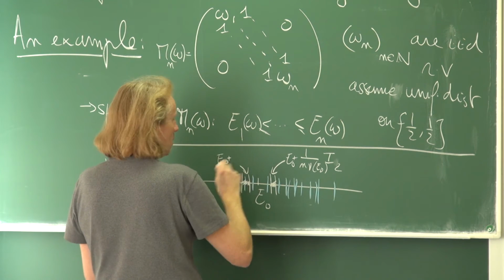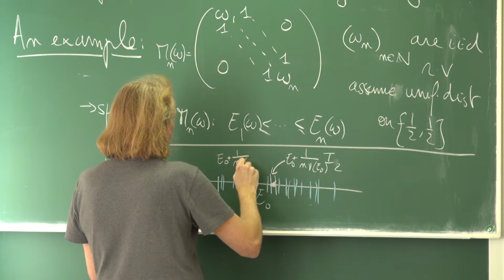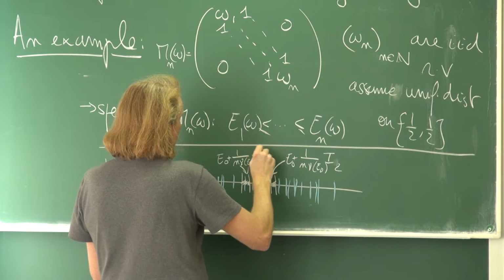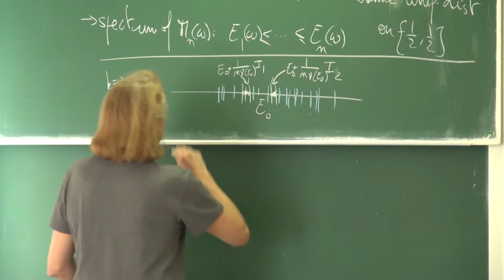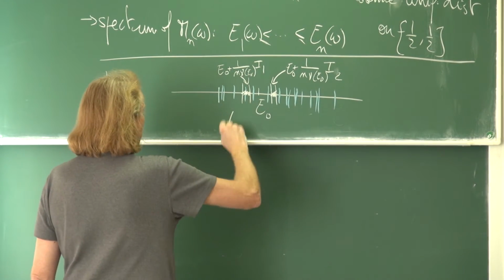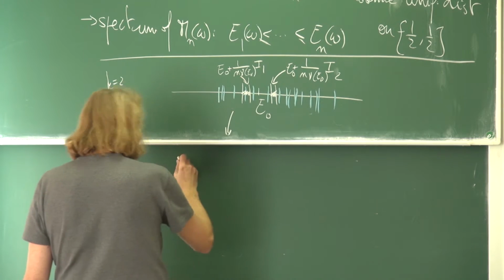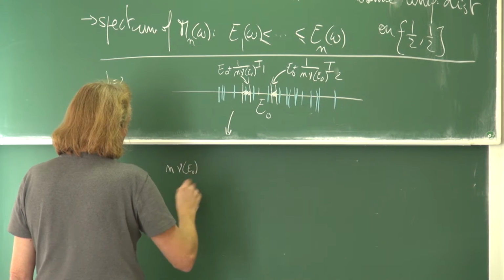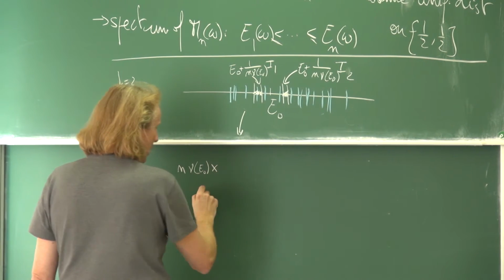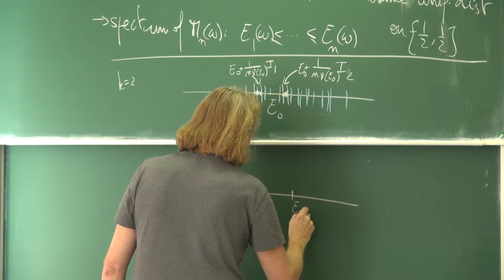E0 plus 1 over n nu of E0 times I1. Okay. So if you want, another way to say this is I take this picture of the spectrum and I blow it up. I multiply it by n times nu E0. I multiply the picture by n times nu E0.